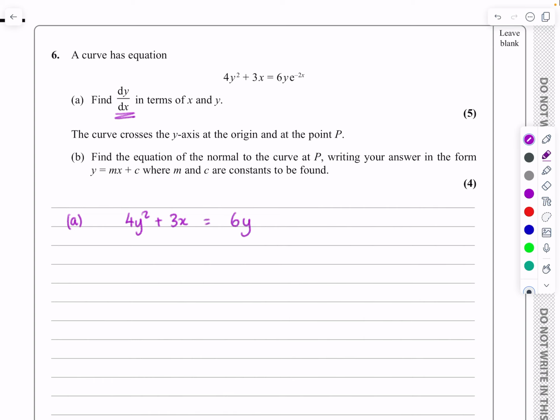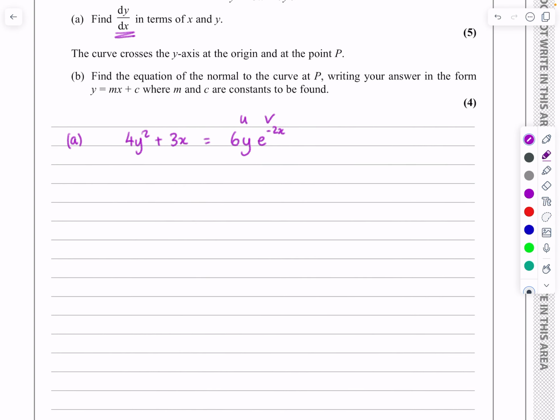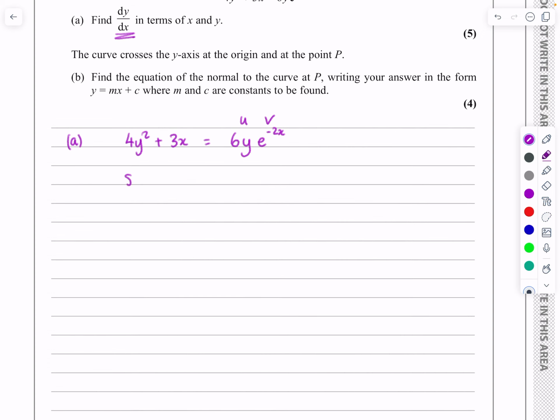Is equal to 6y e to the minus 2x, and we're going to need to treat this as a product when we're doing that. Now, if you're not very confident, you can break each bit down separately, but I'm just going to go ahead and crack on. If we're differentiating 4y squared, multiply by the power, take one off the power, so that becomes 8y. Because it's a function involving y, we always have dy by dx on the end of it, plus the differential of 3x is just 3.